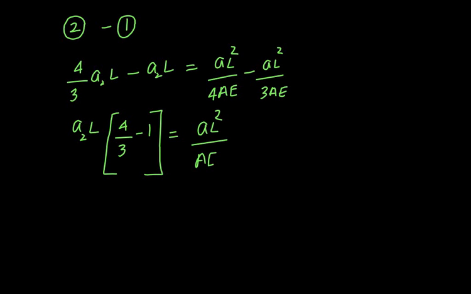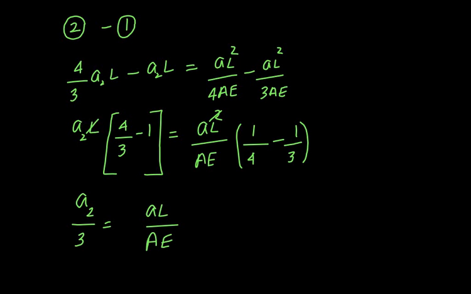What is that you will be getting on the right hand side? It is 1 by 4 minus 1 over 3. You can cancel this A l on the left hand side and A l on the right hand side. Now all you have to do is find the value of a2. That's not a big deal. If you simplify this, 4 minus 3, a2 over 3 is equal to A l divided by 4a into minus 1 over 12, which is minus A l divided by 12a. So you can readily find what is a2. a2 is equal to minus A l divided by 4a. So that is the value of a2.